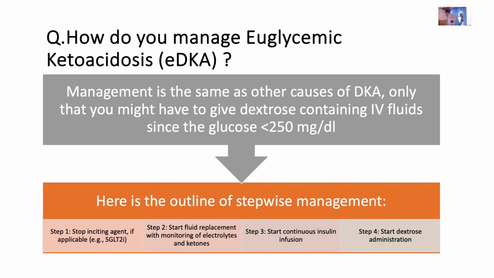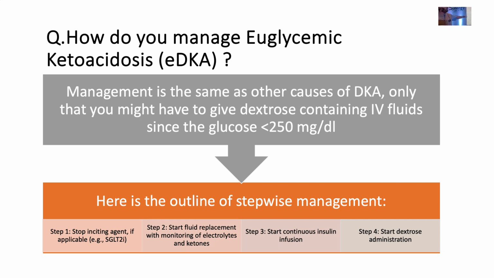How do you manage euglycemic ketoacidosis? It's very straightforward. It is just like diabetic ketoacidosis management, just the same guidelines. The only thing is, because the sugars are relatively low, you just need to switch your fluid. That's all you have to do.